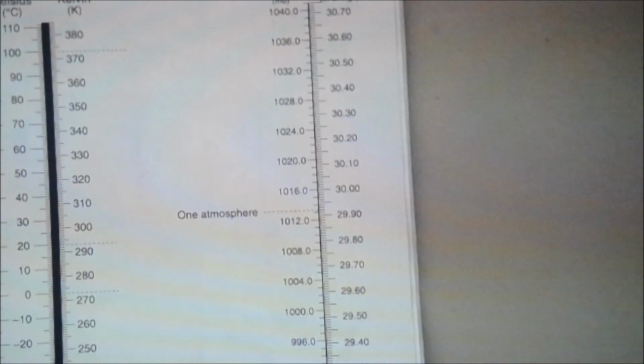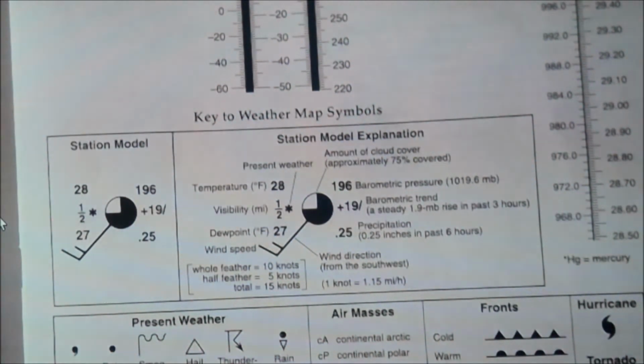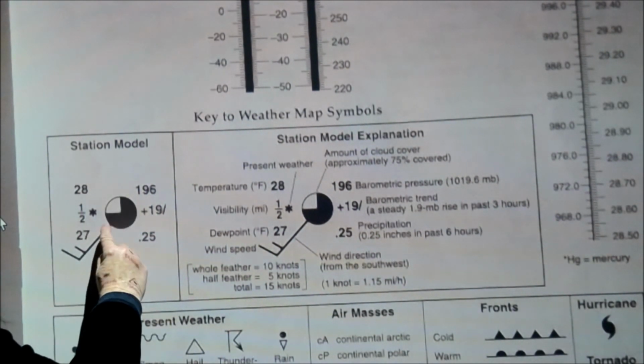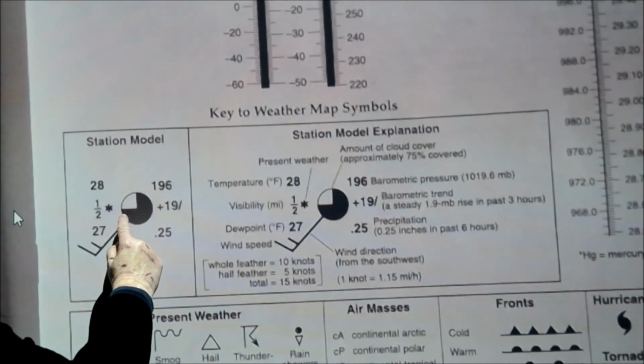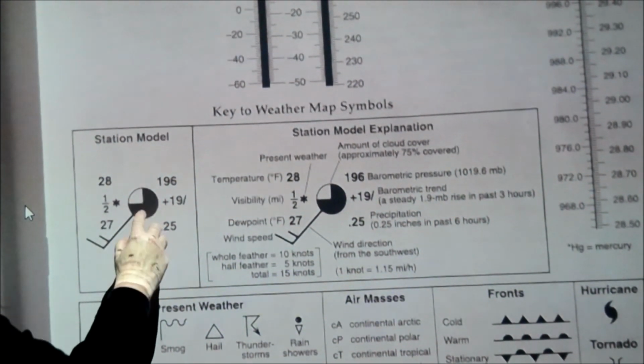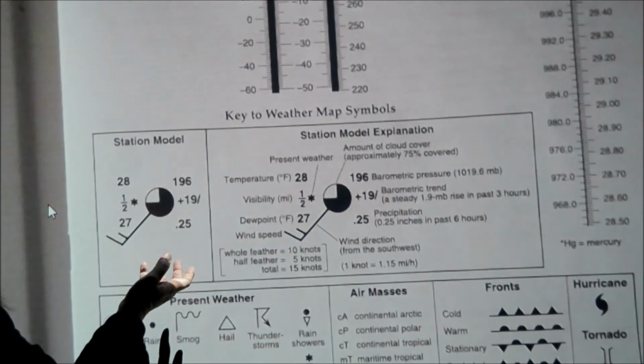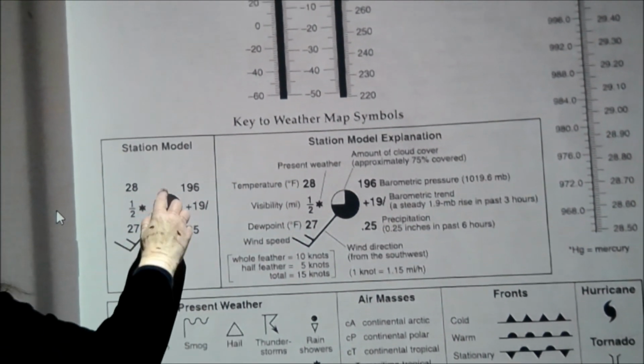Next, looking at your station model, everything's based on the circle. The amount that is shaded in is your cloud cover. So this one, 3/4 of it is shaded in, or 75%, so you say 75% cloud cover.